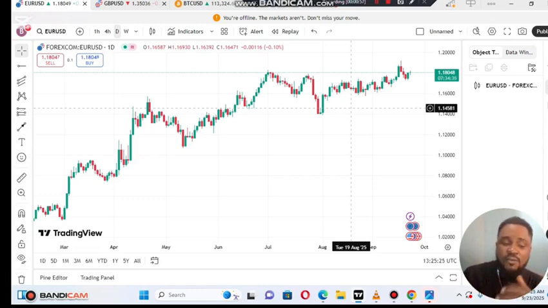And like I said before, patience is a virtue in forex. It's very, very important because you need patience to be able to wait for price to come to that zone that it has previously tested.